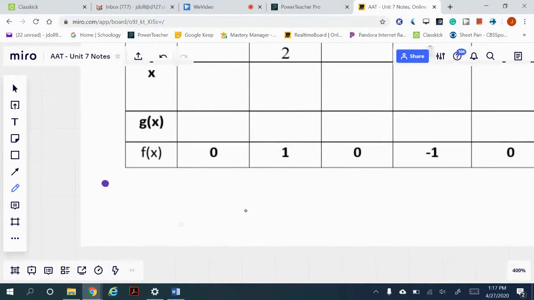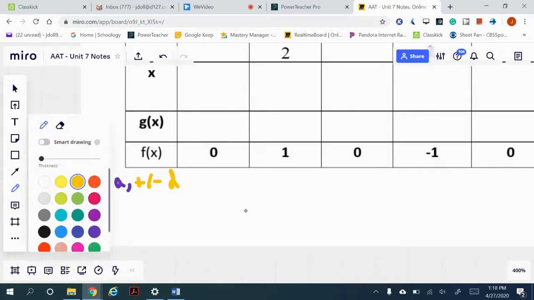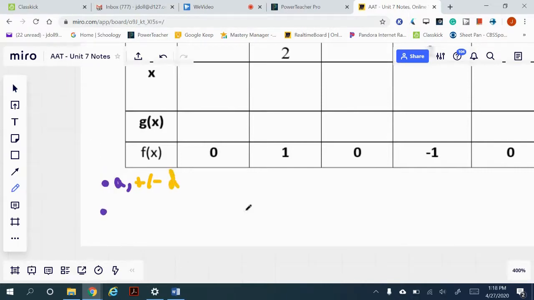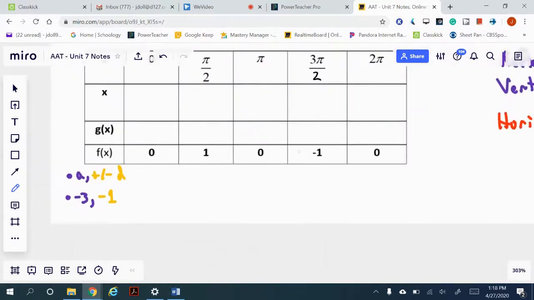What we do, remember, we multiply by A, and then we add or subtract D. Oops, that should be in gold here if I'm doing this in color coordination, trying to stay color coordinated. Since A is negative, we're going to multiply by -3. And then since D is negative, we are going to subtract 1. So we need to take all of these values here and multiply them by -3 and then subtract 1.